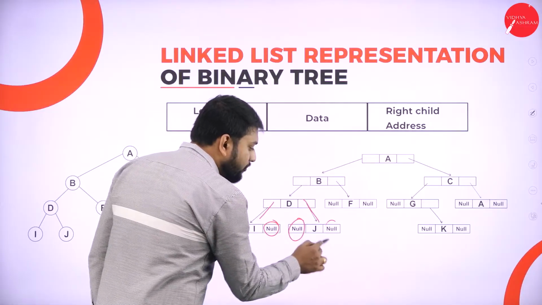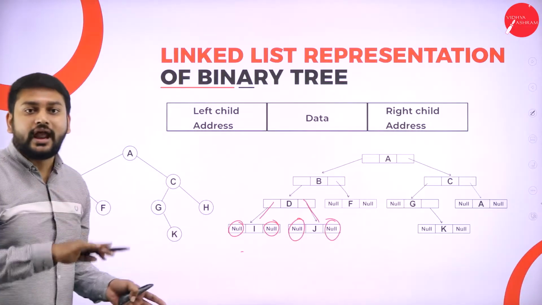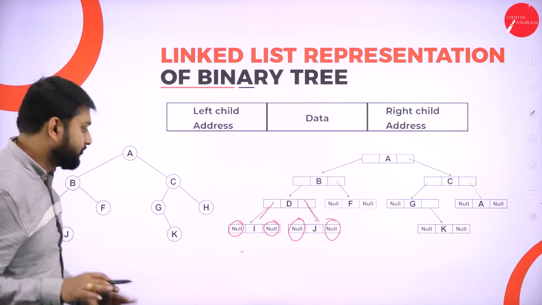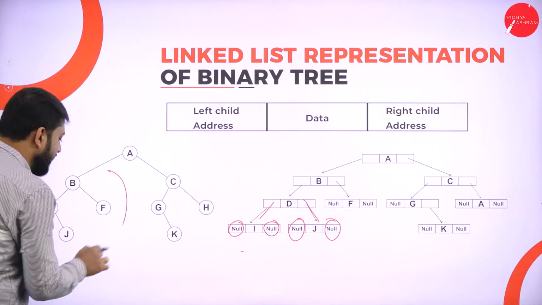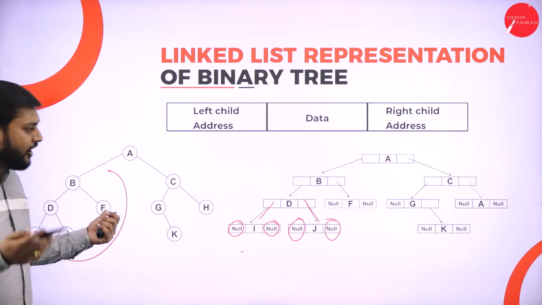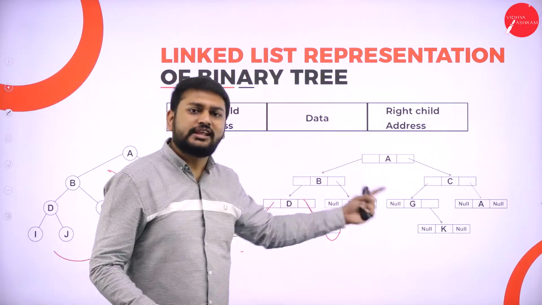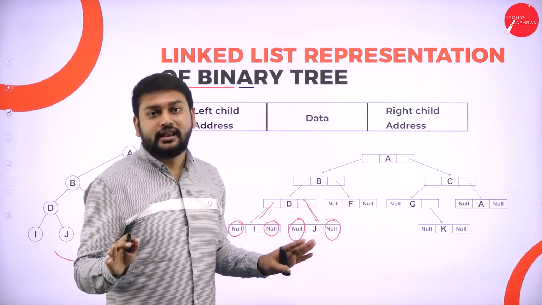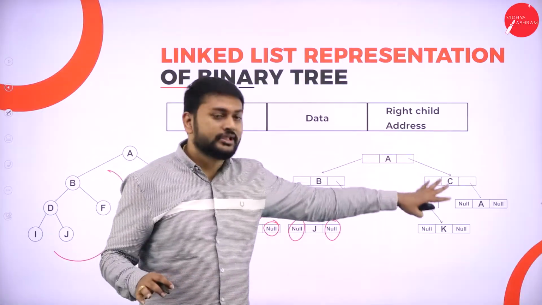So that's the reason I will mention the null in both the right and left side. That's what you need to observe here. So fine, this part we have finished. When it comes to F, again, F does not contain any children. I will fill it with the null. So the same thing happens here also.